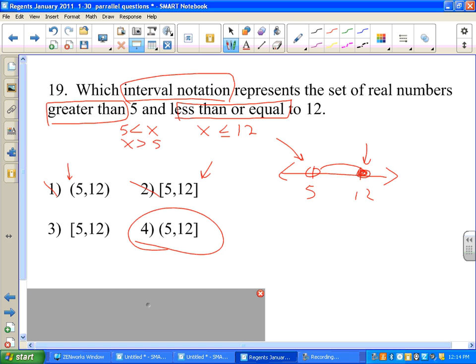If it said do it in set builder notation, it would have been all numbers x such that, and now notice that I shaded in between these 2 points, so my number is in between 5 and 12. And then I see that this is open, so it's just going to be a less than. That's closed, so it's going to be a less than or equal to. It's as simple as that. If you have any questions, make sure you ask me in class.